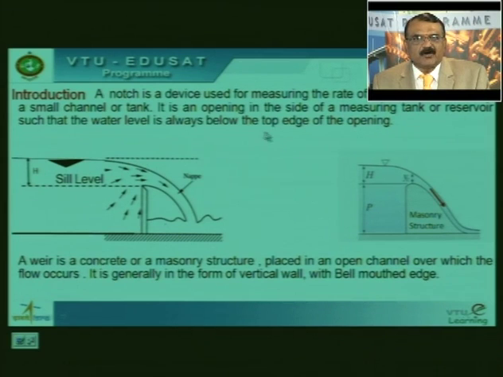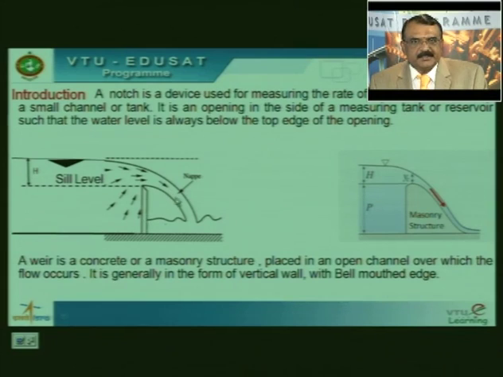Now it is an opening in the side of a measuring tank or a reservoir such that the water level is always below the top edge of the opening. Remember again, I said there is no top edge in case of a notch. Now what is the difference between a notch and a weir? Remember, this is a plate, whether it will be a cast iron plate or an aluminum plate.